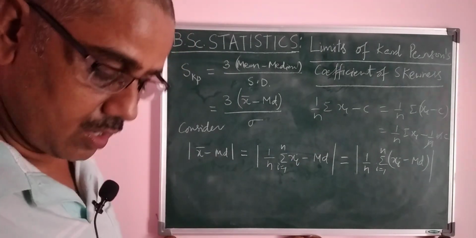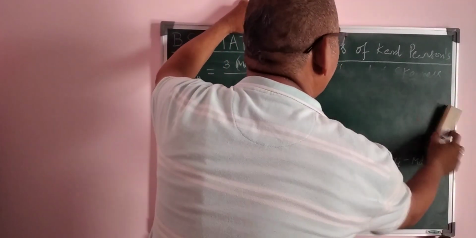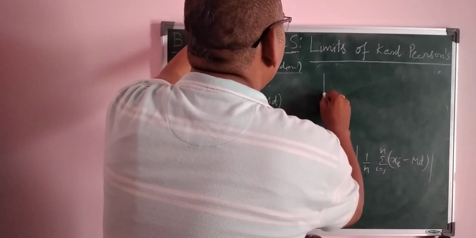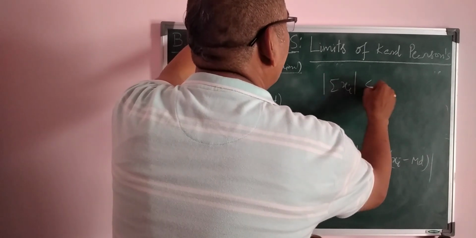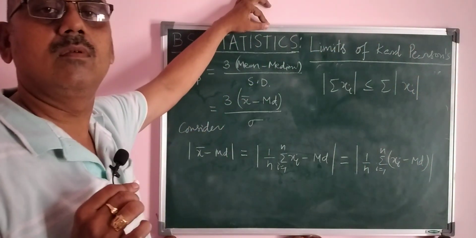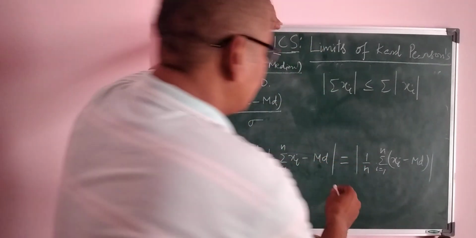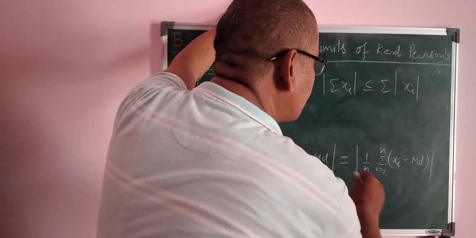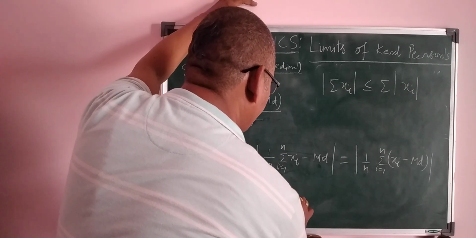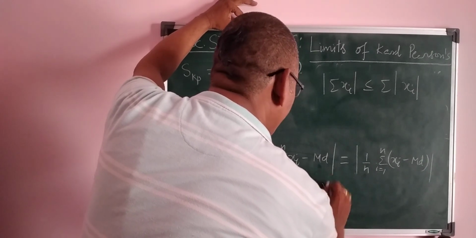Now you see, we have another simple result: the modulus of summation of xi is less than or equal to summation of modulus of xi. This is another result you have. Now I'm applying it here, it is less than or equal to, first of all I take 1 by n outside, and modulus of summation i is equal to 1 to n xi minus median, right?